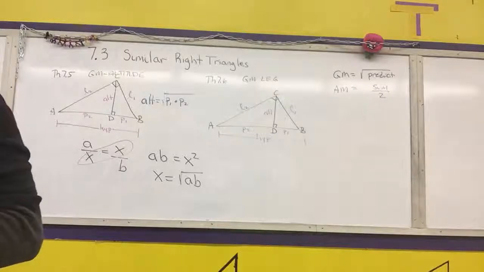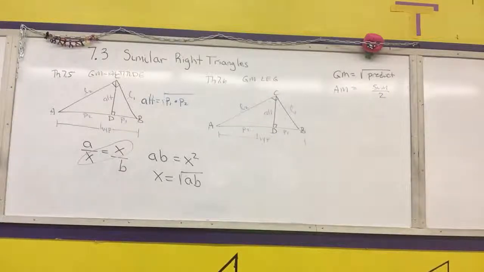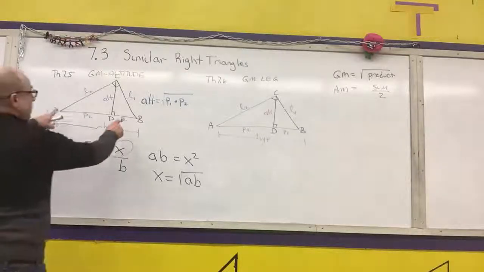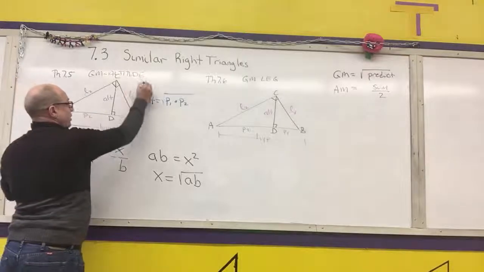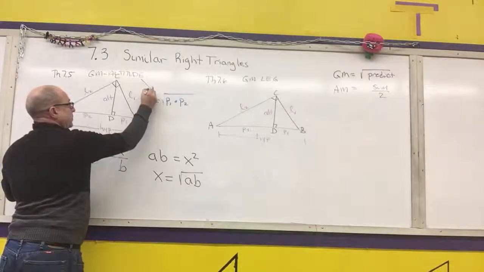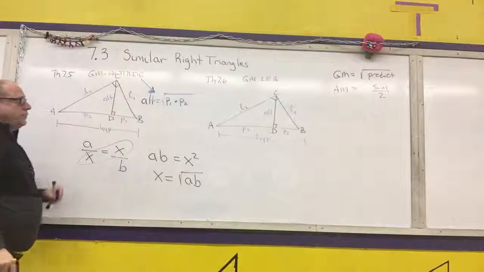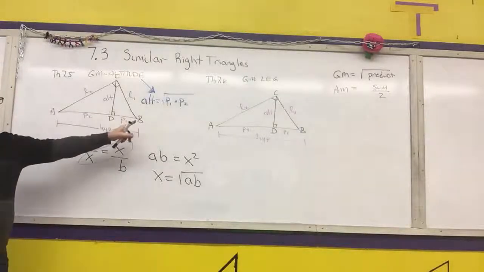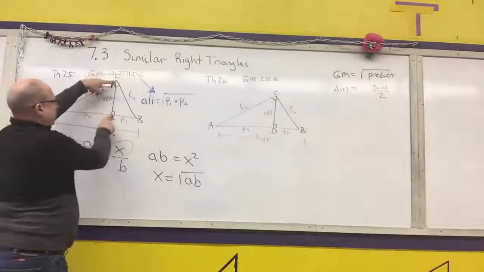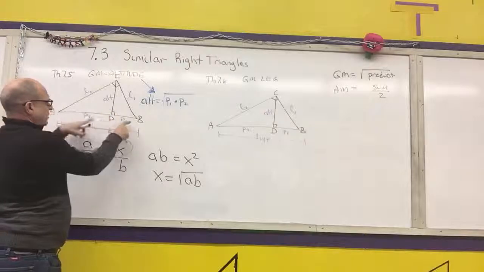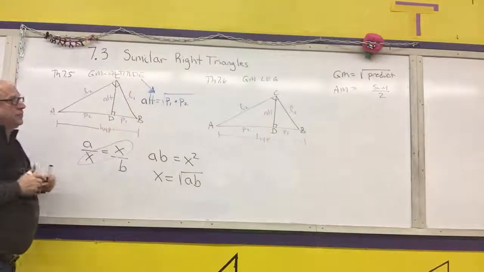It says the length of the altitude is the geometric mean of the lengths of the two segments down here. This is the formula that you're going to want to use. That's the way I would remember it. The altitude is equal to the square root of this piece times this piece.